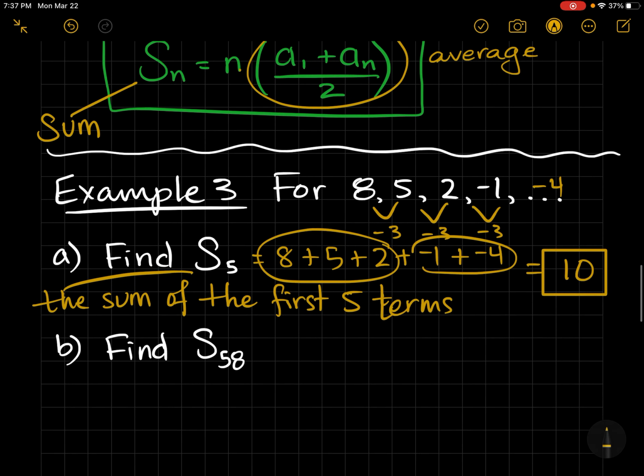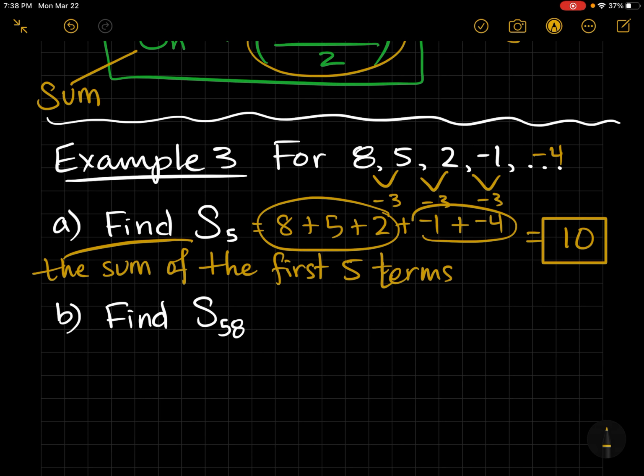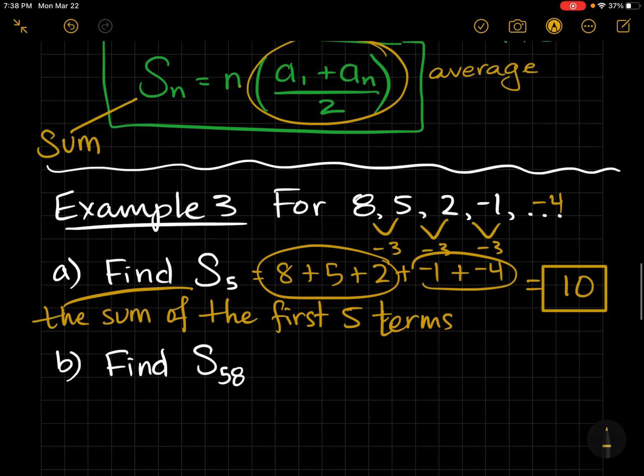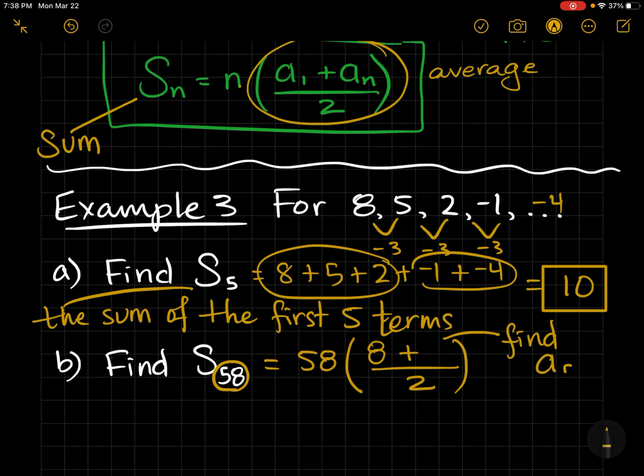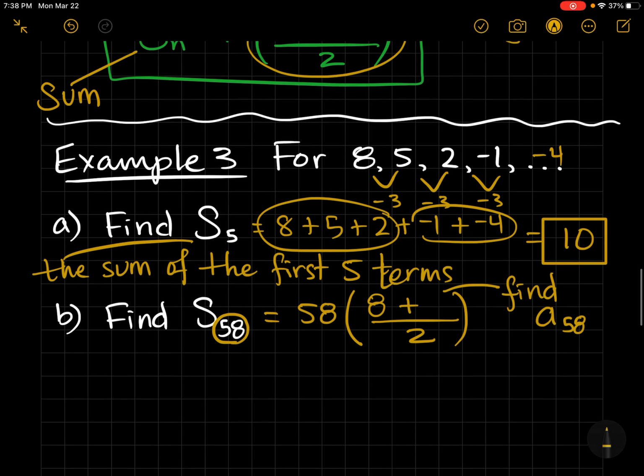However, if you look at part B, I asked for the sum of the first 58 terms. No, I don't want to write that out, and I don't want to add that up. So I am going to use this formula. 58 is n. So this is saying what's the sum of the first 58 terms. Now I need the first term, which is 8, plus the last term, which is I don't know what. I got to add it up to see what's the 58th term. And so you have to find a sub 58. And so that means I got to go back and use the other formula.